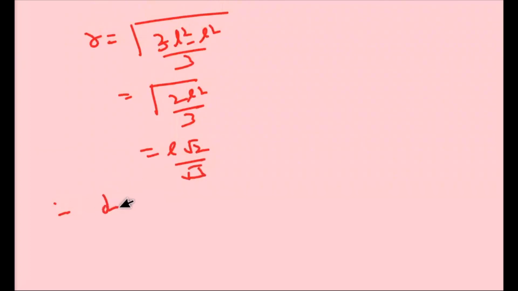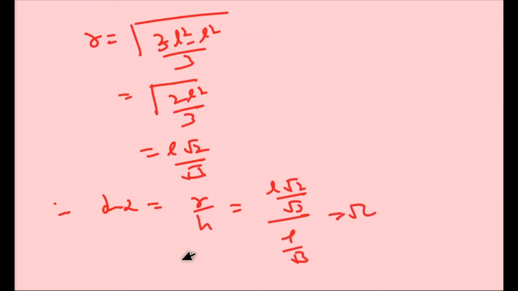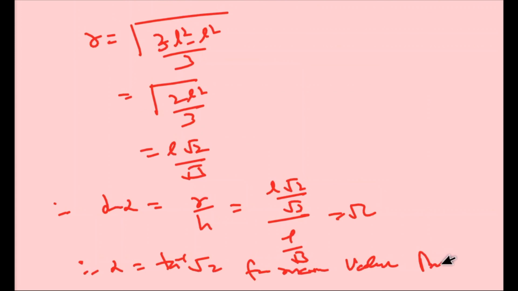Hence tan alpha equals, in the figure, perpendicular upon base, that is R upon H. R is L root 2 upon root 3. H is L upon root 3, that is root 2. Hence alpha equals tan inverse root 2 for maximum volume. Proved. Okay, so student, this way you can calculate so many questions.